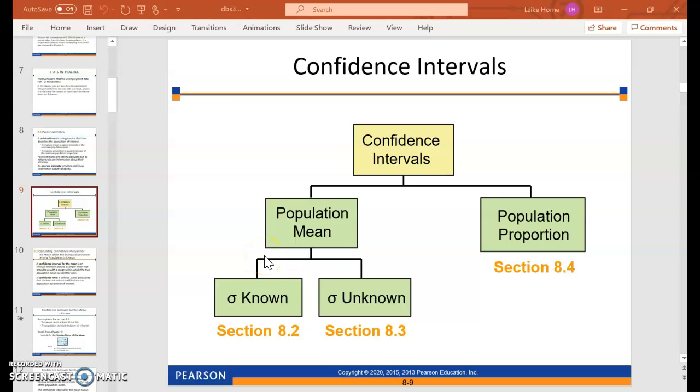Okay, I wanted to do a short video on confidence intervals, and these are the sections that we're going to look at. We're going to do confidence intervals when the population standard deviation is known, when it's not known, and confidence intervals with population proportion.